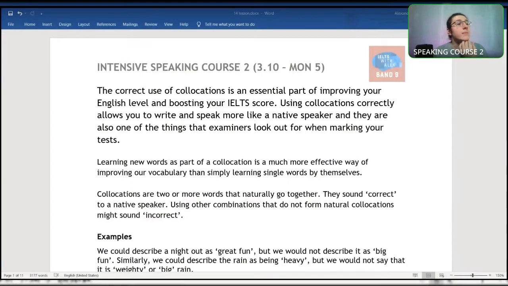So yeah. But anyway, today we're going to be going over a lot of different types of collocations, and you're going to be understanding how to look for them, how to find them, and what they are. So let's get into it.